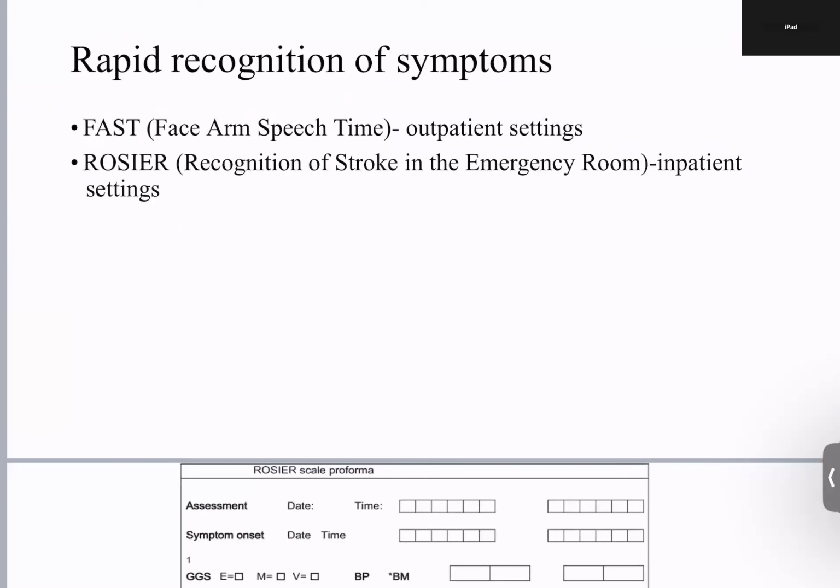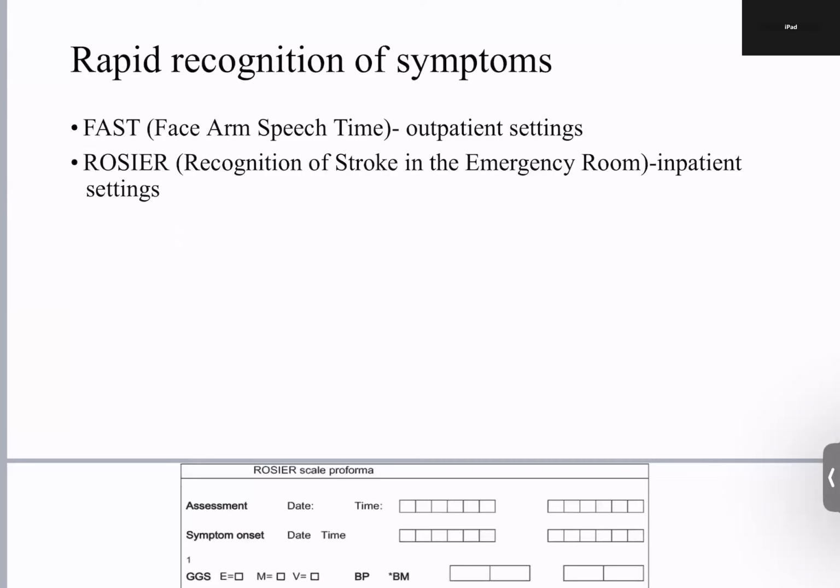As you all know, time is very important in management of stroke. For rapid recognition of stroke, they are proposing two mnemonics for faster recognition. One is FAST, that is face, arm, and speech involvement, and the time of onset, for outpatient settings. And there is a scale called the ROSIER scale, recognition of stroke in the emergency room. FAST has been changed now. Now it is actually BE FAST.